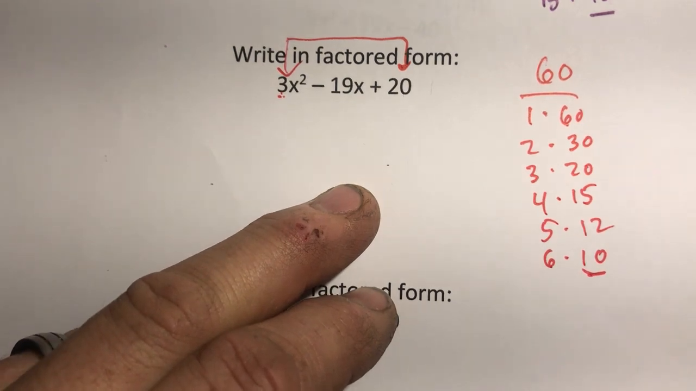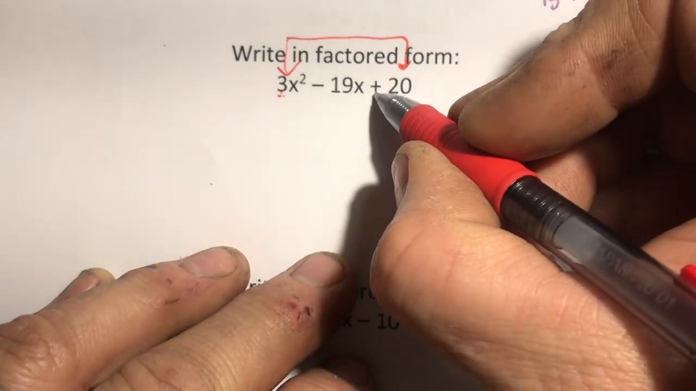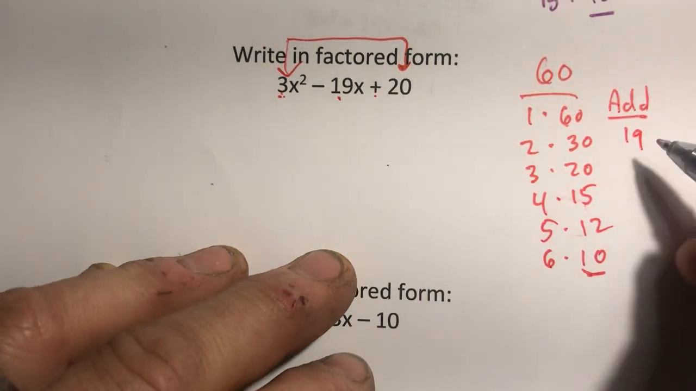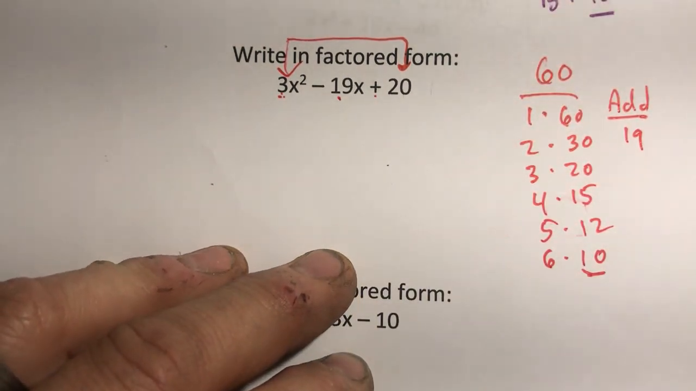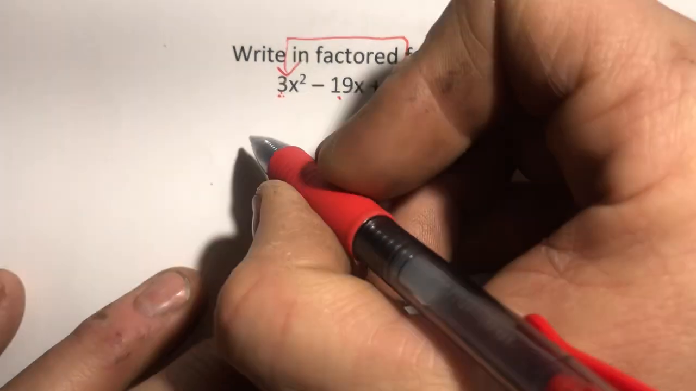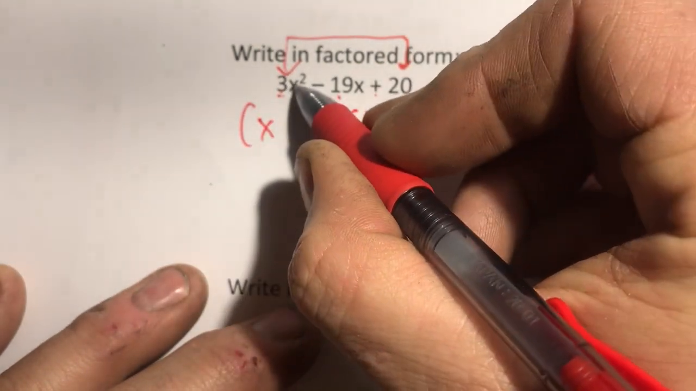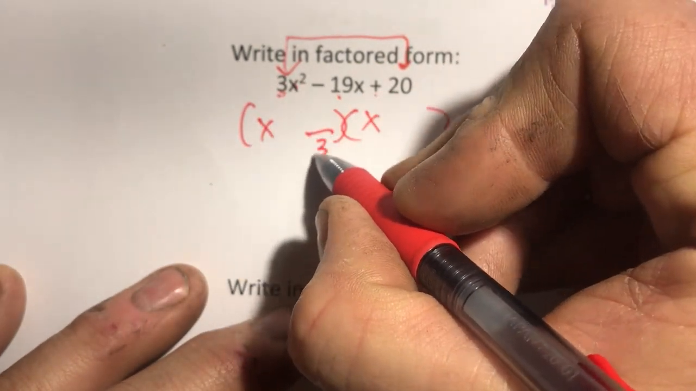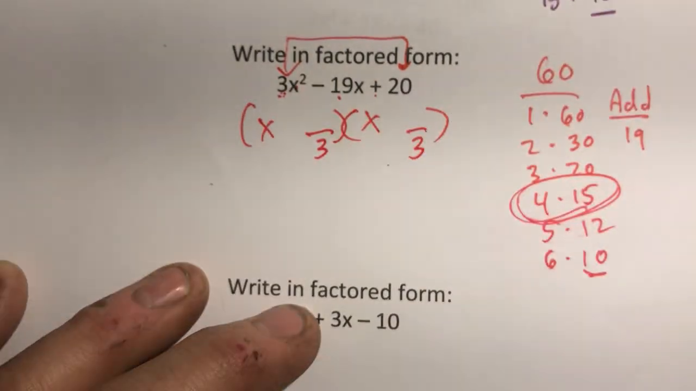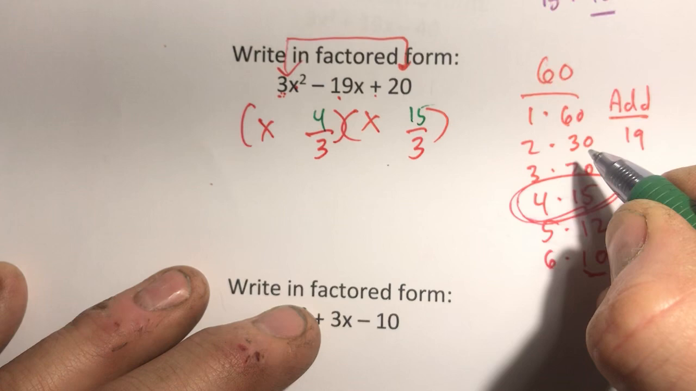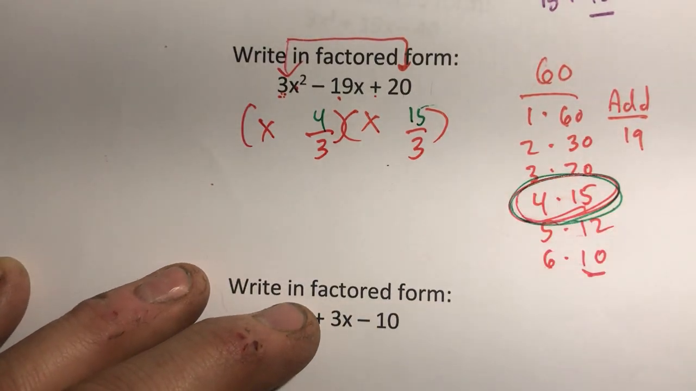So that's it. Okay, now here there's a plus. It means I'm going to have to add these numbers and get 19. Add them and get 19. Right here, 4 and 15. All right, so I've got x times x is x squared, but see this 3 in front? I'm going to have to divide both of these by 3 because of that 3 in front. So I've got 4 and 15. Those are the numbers we've decided to go in there.